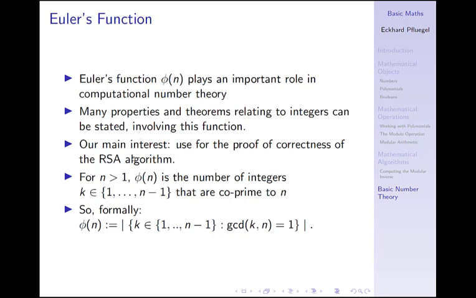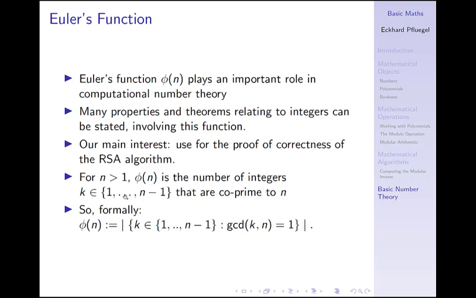For any integer n greater than 1, phi of n counts those integers in the sequence from 1 to n minus 1 that are co-prime to n. So we're counting all smaller numbers, those that have a GCD of 1 with the given number. It's a kind of counting function.